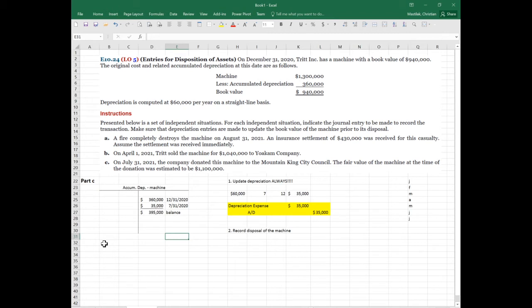So here's a little bit of a weird thing. We donate the machine, we get nothing in exchange. So you could say that the way to think about it is, what's our consideration received? And we got 0, because we got nothing for the donation. Less net book value. And you've got the cost of 1.3 million. We've got our accumulated depreciation of $395,000, and so our net book value is $905,000.